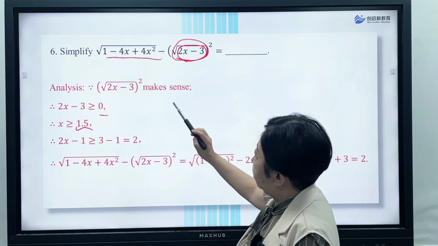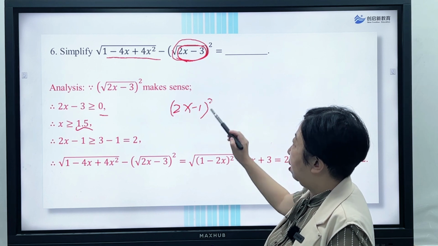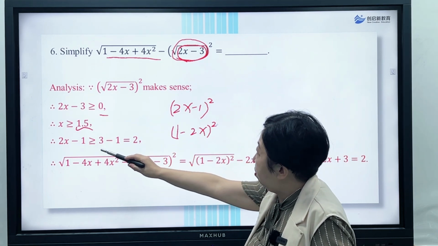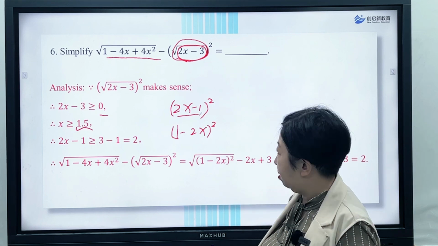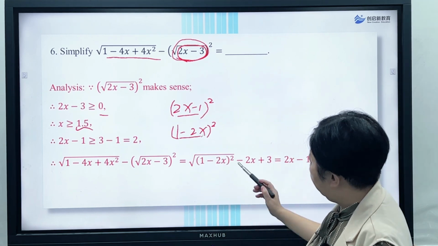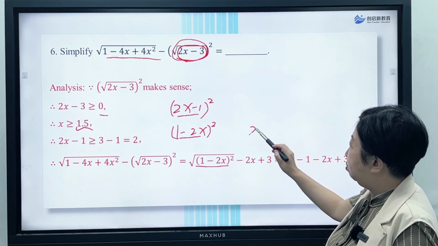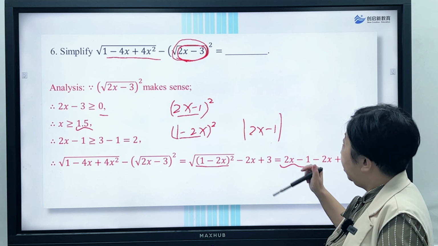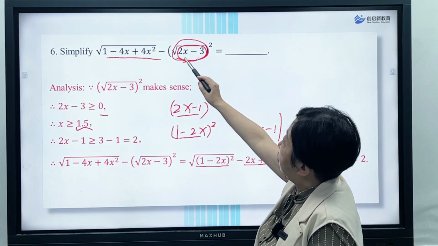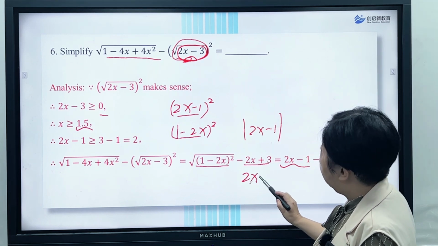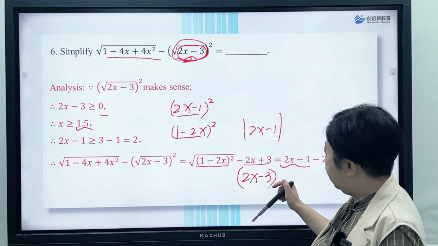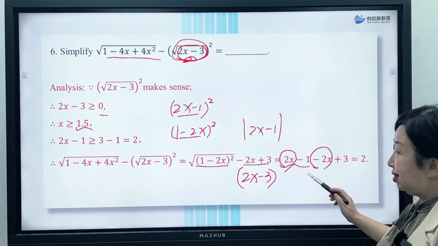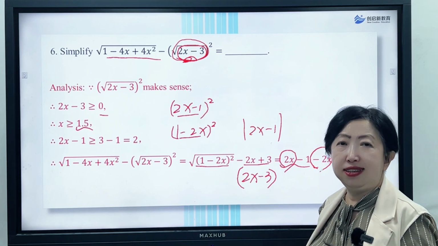So here we can write it as 2x minus 1 perfect square, or 1 minus 2x perfect square. We know 2x minus 1 is a positive number, so it equals the opposite value, and the answer is 2x minus 1. And here it equals itself. So here we can write it like 2x minus 3. So we can get 2x minus 1 and minus 2x plus 3. 2x minus 2x is 0. So we can get the right answer is 2.